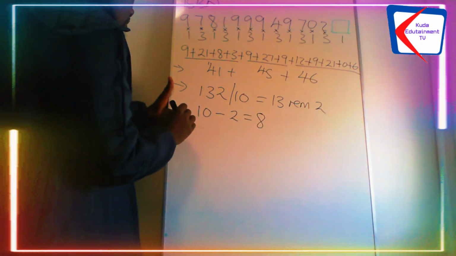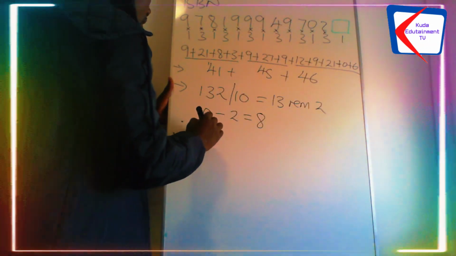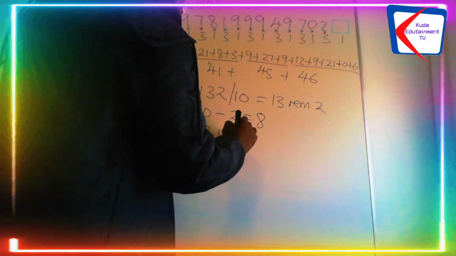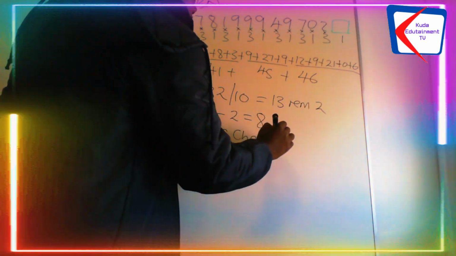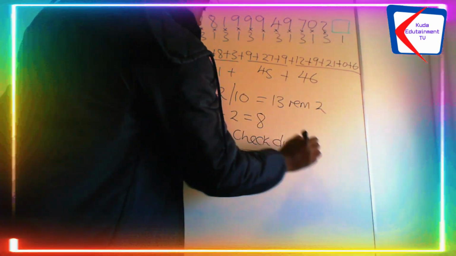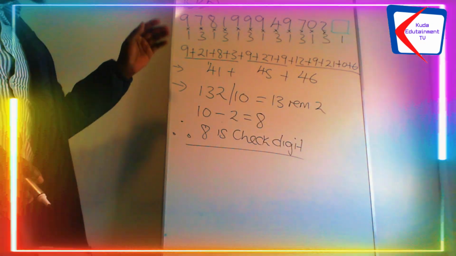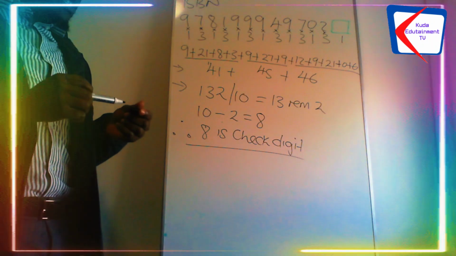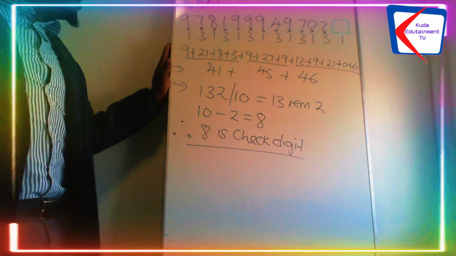So therefore, 8 is the check digit. 8 is our check digit. So this is how we calculate the check digit using the ISBN 13.